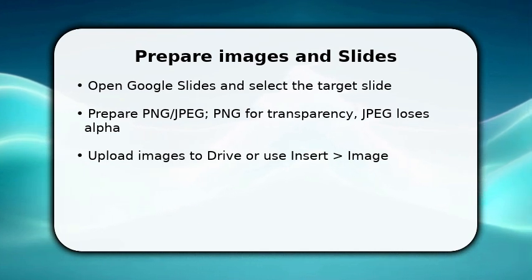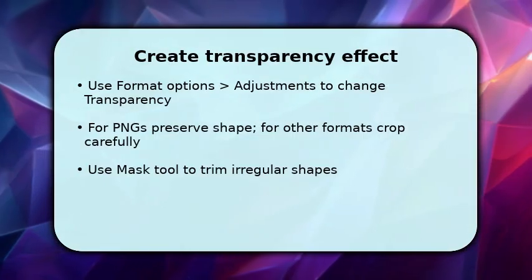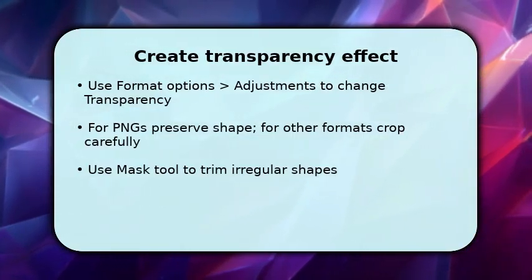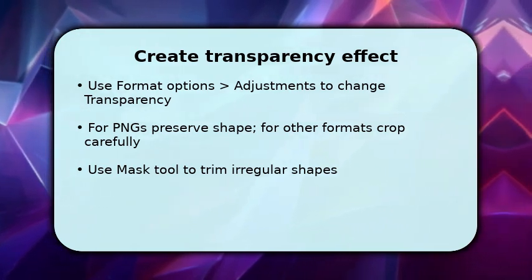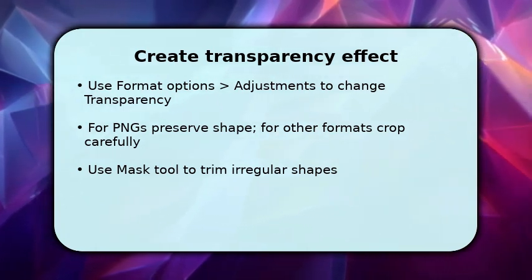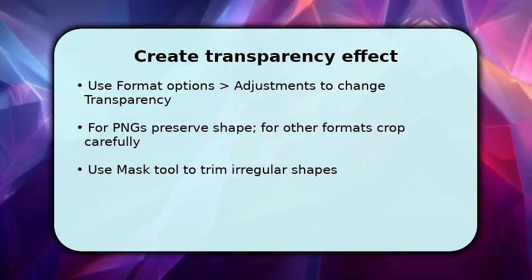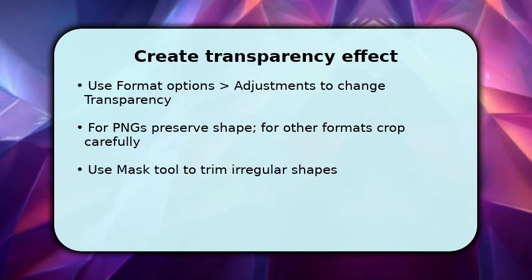Now you turn a placed image into a transparent visual layer. Select the image and open Format options, then Adjustments. Drag the transparency slider to the desired level so the background shows through. If you need irregular edges, use the Mask Image dropdown and pick a shape, then fine-tune cropping. Make sure to lock aspect ratio when resizing so the image isn't distorted.